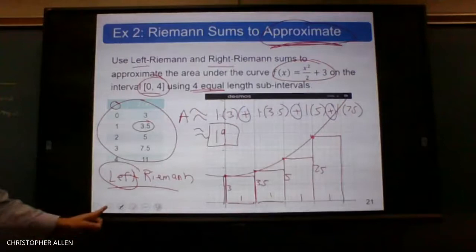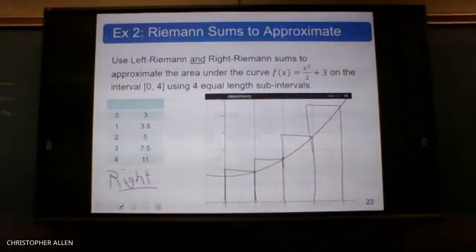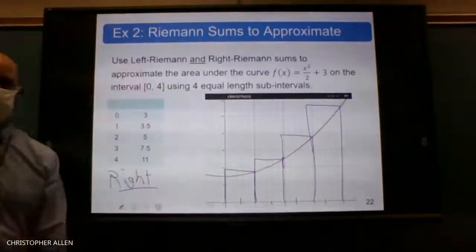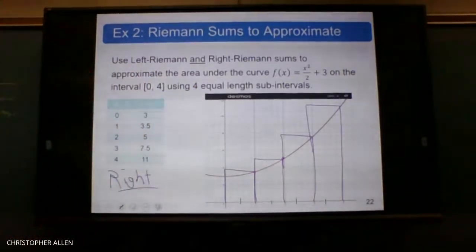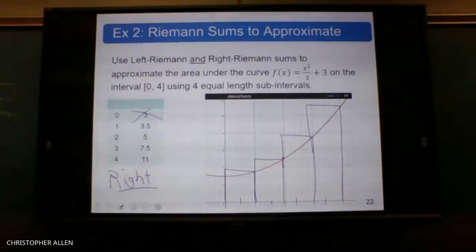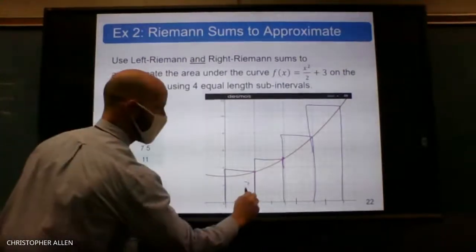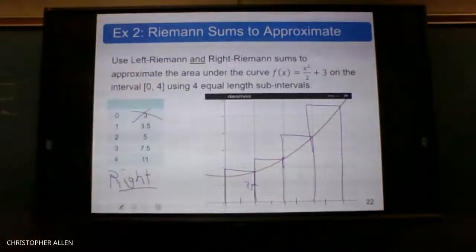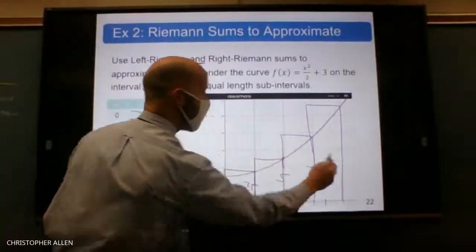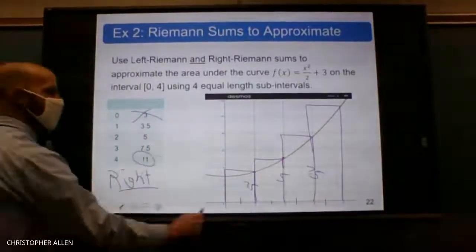Okay, let's do the same thing with a right Riemann sum. Now we're doing the right Riemann sum. So all of these, again, have a base of 1, right? What's the height of the first rectangle, though? It's now not 3, it's 3.5. What's the height of the second rectangle? 5. 7.5.